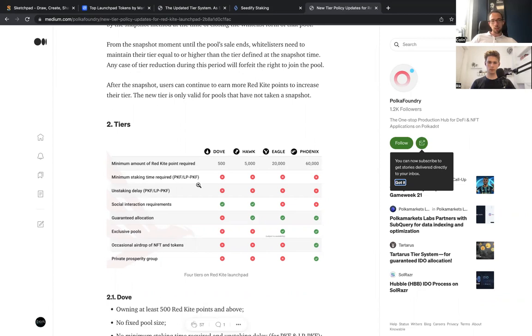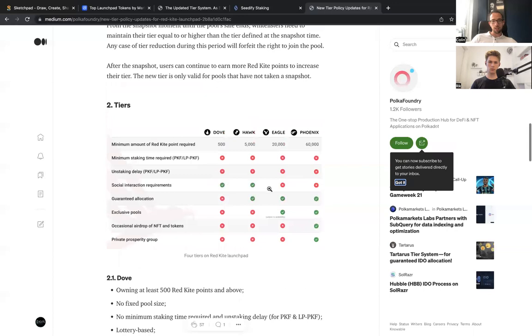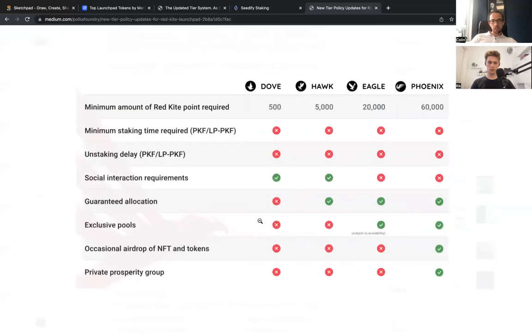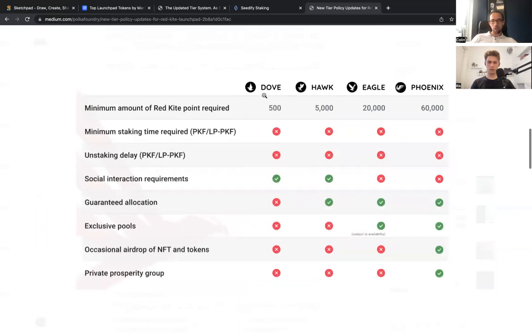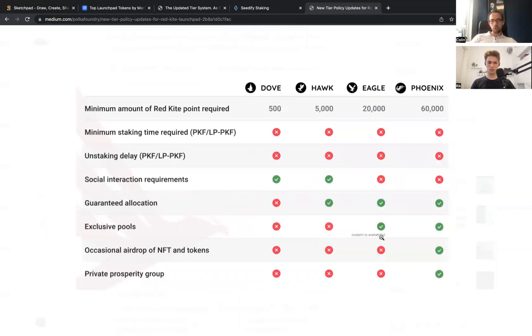Minimum staking time required. I think this is already not up to date, but we can take it as an example anyway. So you can see they have guaranteed allocation, 3 pools. They have lottery on the first pool, right? Which usually makes sense. But they also have exclusive pools. If you look at a launchpad, what could be exclusive pools? Good question.